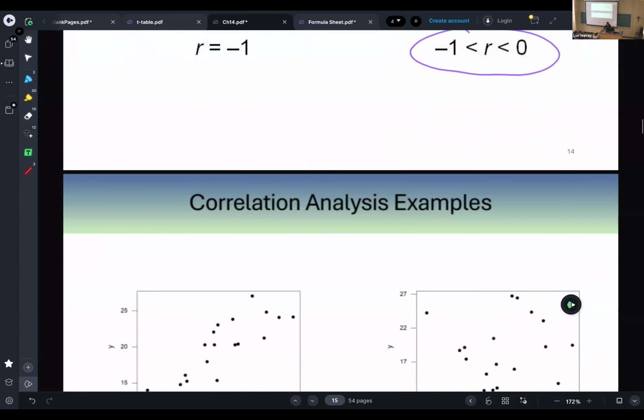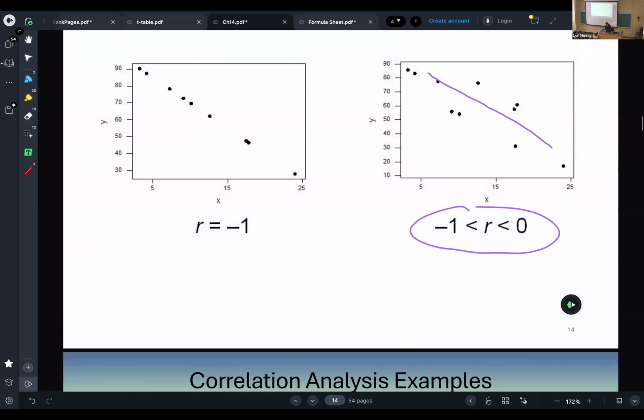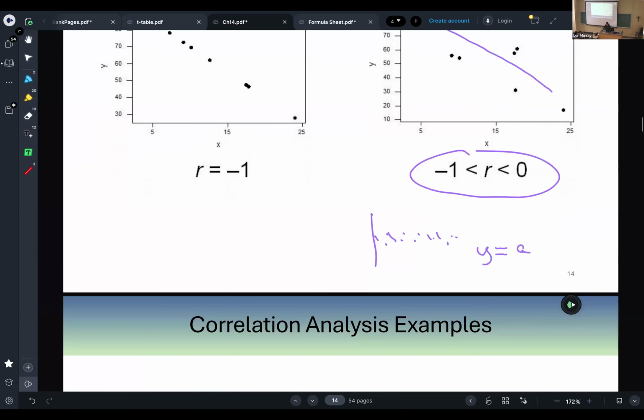At 0, it's just going to be straight across. So R of 0 would be like this, because for any value of X, you get the same Y. It usually is Y equals some constant, A. So that means there's no relationship between X and Y. X is not even involved, right? Because it works for any X. So that would be correlation 0.